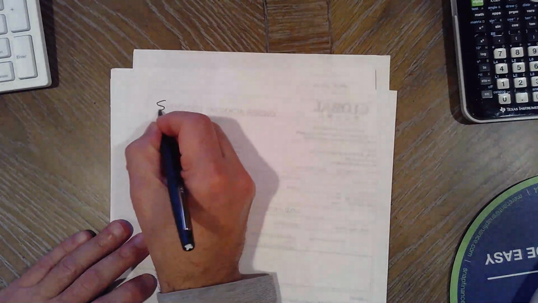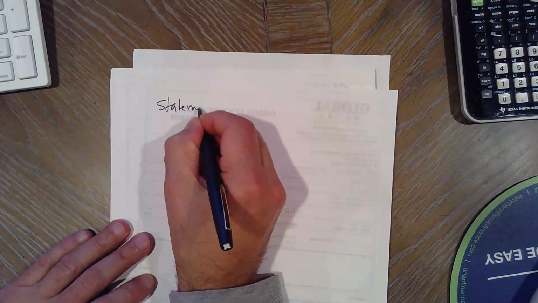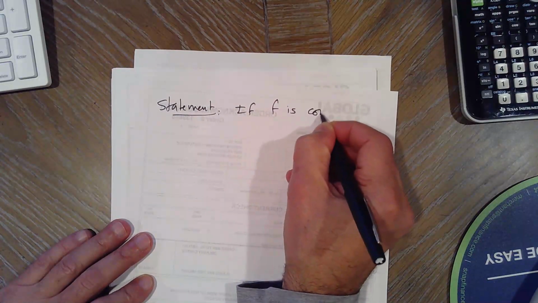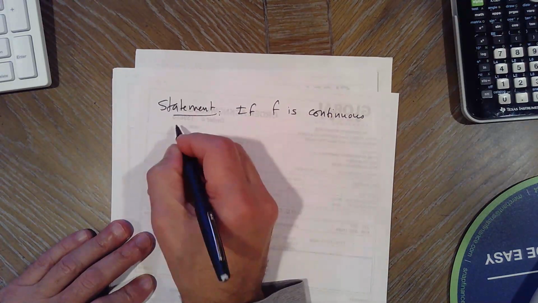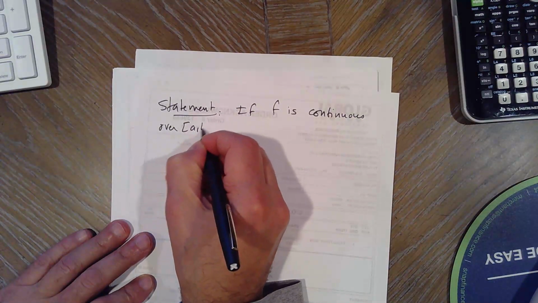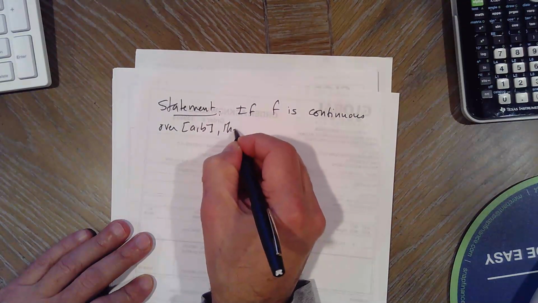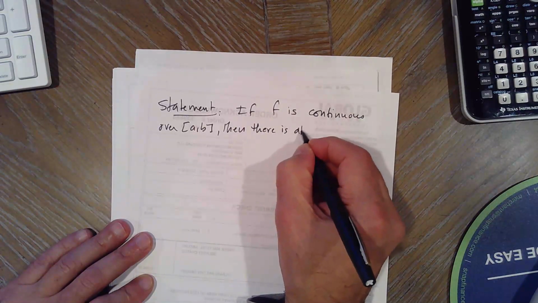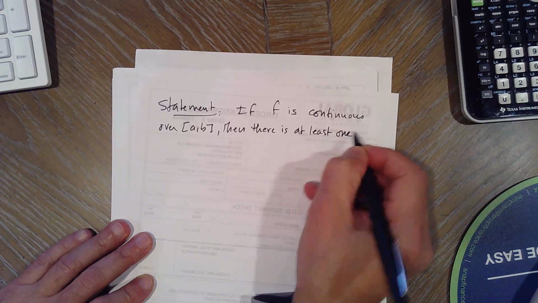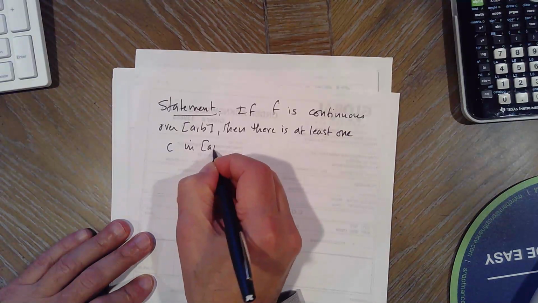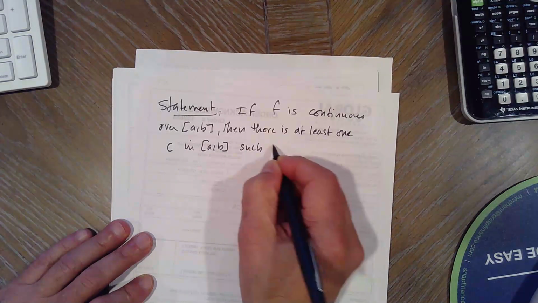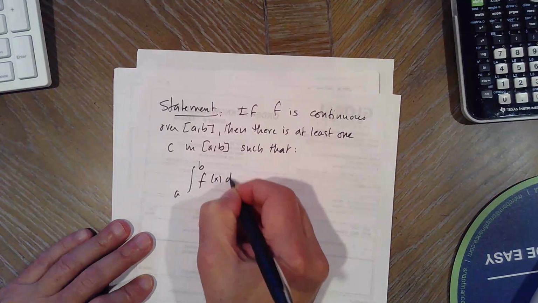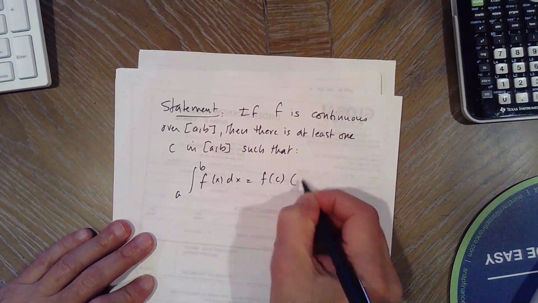So here's the statement of the theorem. If f is continuous over a closed interval [a, b], then there is at least one c in [a, b], could be the endpoint as well, such that the integral from a to b of f of x dx is f of c times b minus a.